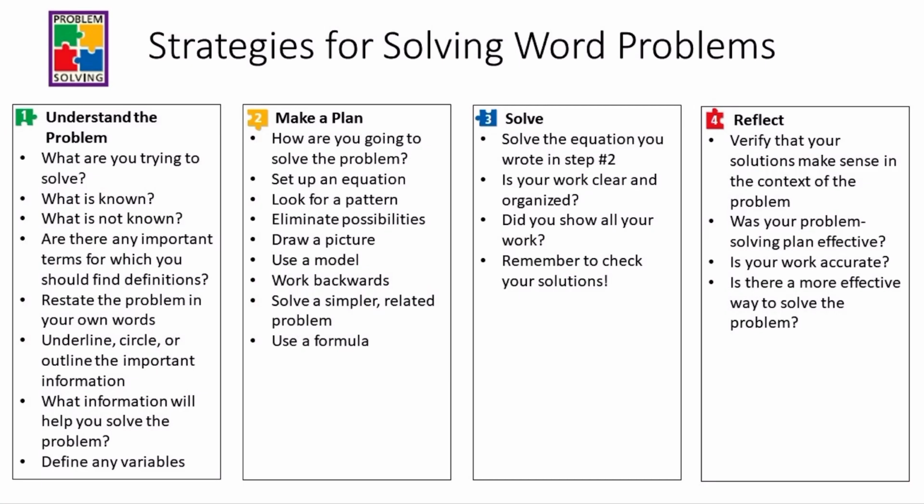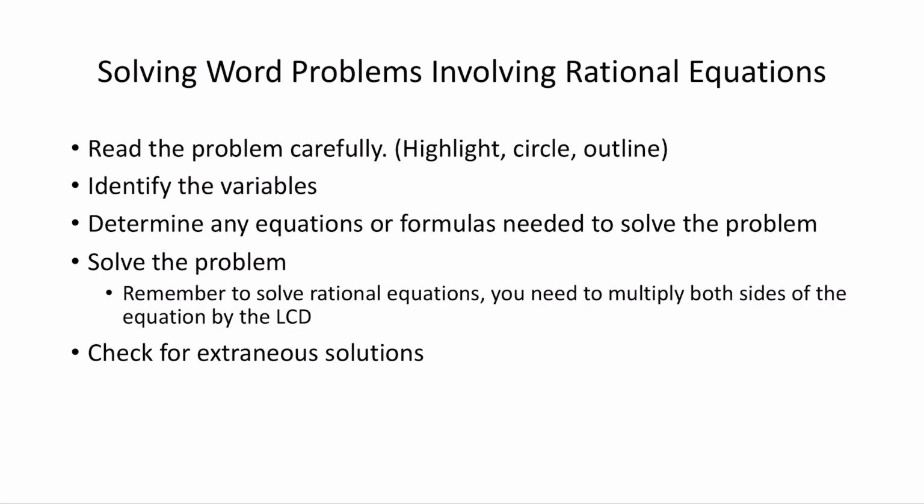So remember, when you solve word problems, you want to use this 4-step process. You always want to start off by understanding the problem. So that's where we're going to start. Then you're going to make a plan, and then we're going to solve it, and then we're going to reflect on our solutions. So when you solve problems involving rational equations, you always start off by reading the problem carefully. Remember, you can always highlight, circle, or outline any important information. Then identify the variables, determine any equations or formulas that you need to solve the problem, then solve the problem.